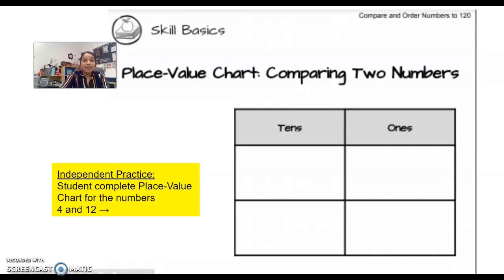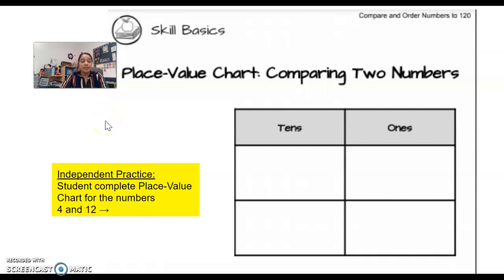For your assignment for today, it's going to be your turn to show me your place value chart and drawing your base 10 blocks. So your 10s and your 1s. So for your first assignment, you're going to go ahead and fill in this place value chart. You're going to use the number 4 and 12. So just like we did our place value chart right here, you're going to put 4 in the correct column, 10s or 1s, and then the number 12 in the correct column. Okay, that's your first assignment.